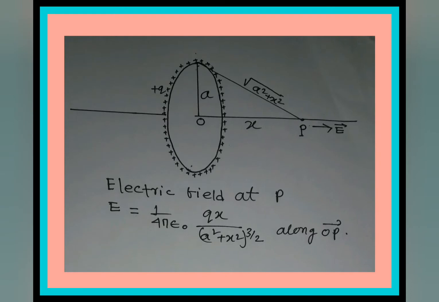Before going to discuss our problem, we recall the formula of the electric field intensity at a point on the axis of a charged ring. Here the expression of the electric field E is 1 by 4 pi epsilon naught, q x divided by (a square plus x square) whole to the power 3 by 2, and the direction of the electric field is away from the center of the ring. I have derived this formula in the previous video and the link is given in the description box.